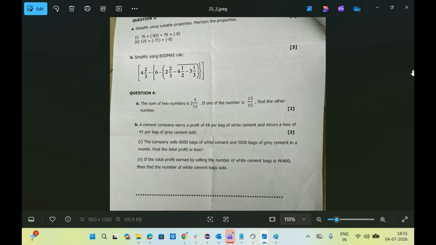Next come the signs. Come to page number 6, bottom right. Plus into plus is plus, minus into minus is plus. You see here, he has also given at the bottom: same signs, positive; opposite signs, negative. You get negative only if one of the signs is negative. That box is important.